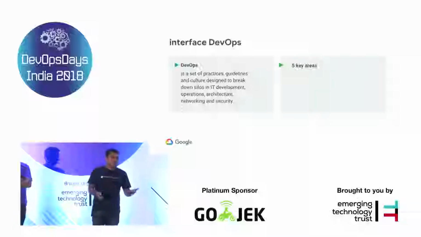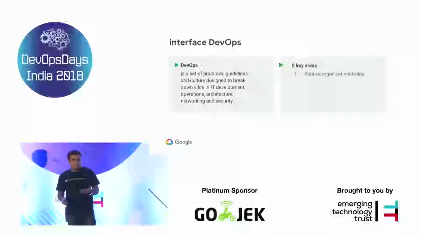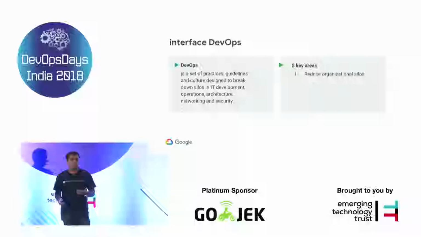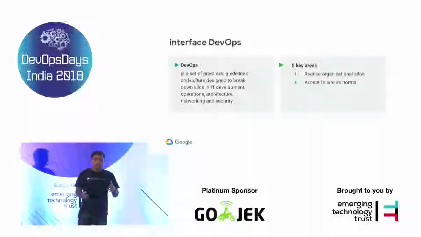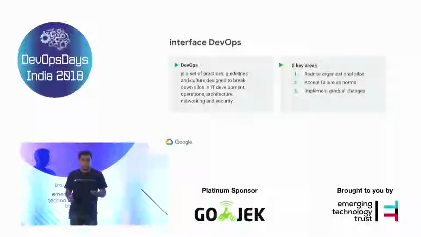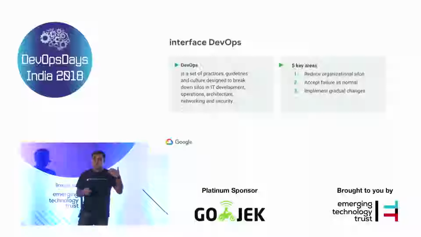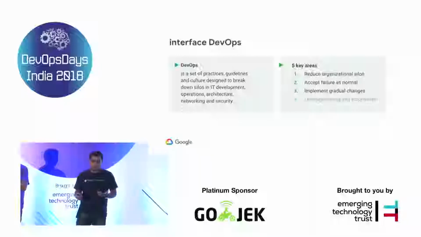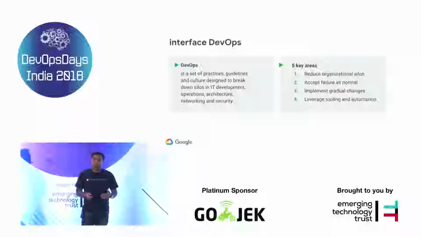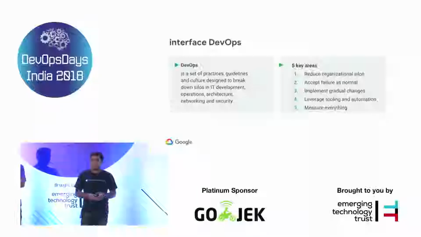If you talk about the key specific areas which DevOps focuses on, the first is to reduce the organizational silos. We accept failure as normal. We plan for it, and we fix it. We don't repeat it. Smaller changes are easier to implement and roll back rather than going for a big bang approach. We make sure we use enough tooling and automation. We avoid as much manual intervention as possible, and measurement is critical to success. So we make sure that we measure everything.